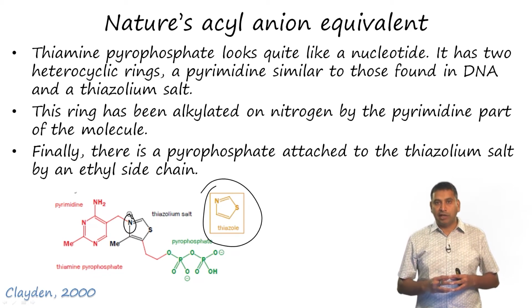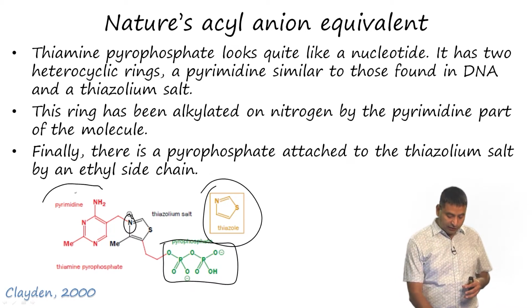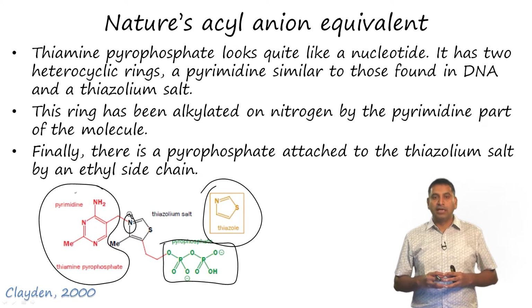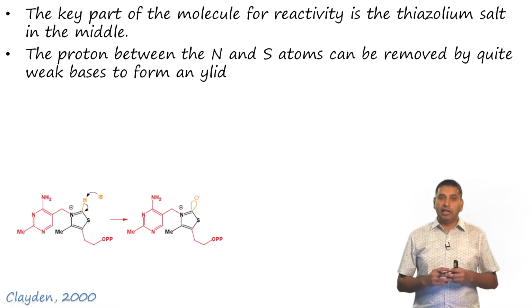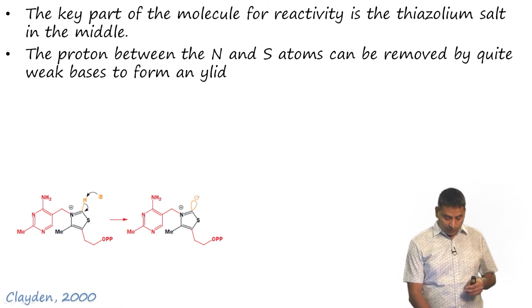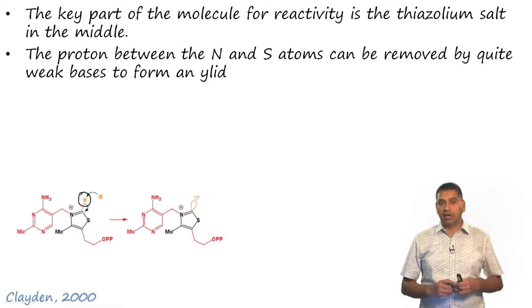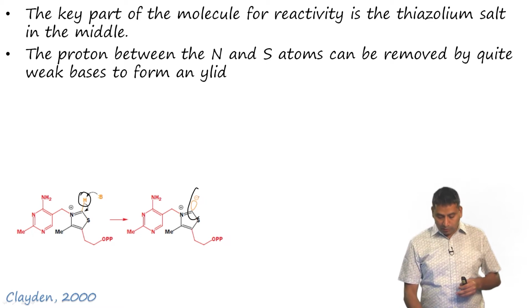But this thiamine pyrophosphate, as the name suggests, contains pyrophosphate as shown here, and it also contains the pyrimidine ring over here. Together, this molecule plays a very important role in nature. The key part of this molecule is the thiazolium salt, which is shown here in the middle. Here is a hydrogen next to this positively charged nitrogen, which can be deprotonated to form a carbanion.